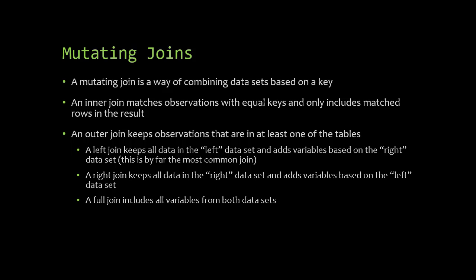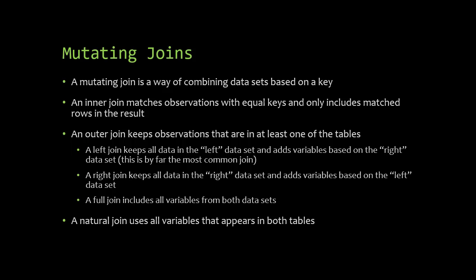A left join keeps all data in the left data set and adds variables based on the right data set. This is by far the most common join. A right join keeps all data in the right data set and adds variables based on the left data set. A full join includes all variables from both data sets. And then finally, we have a natural join, which uses all variables that appear in both tables.